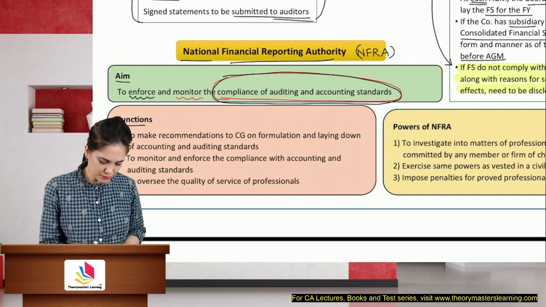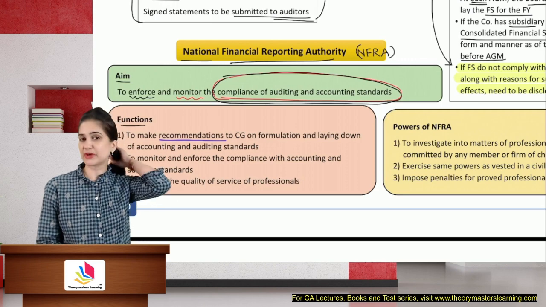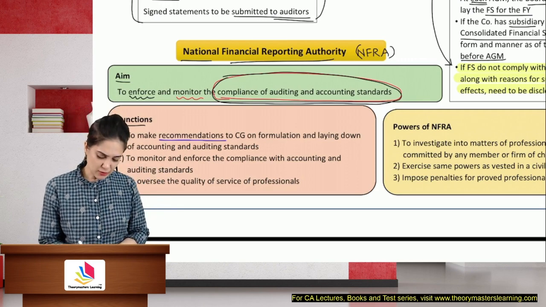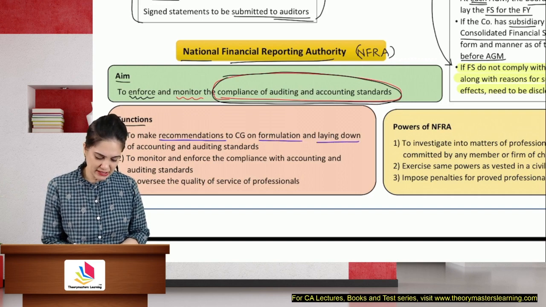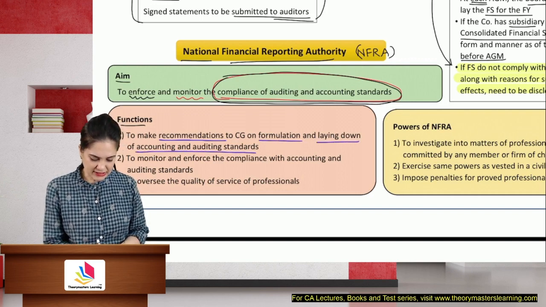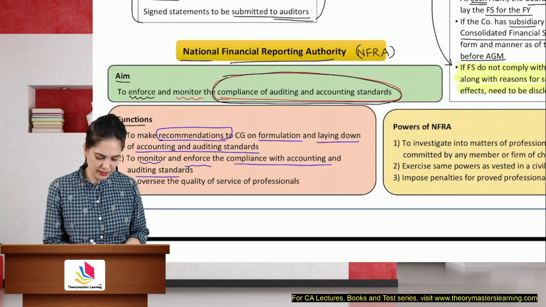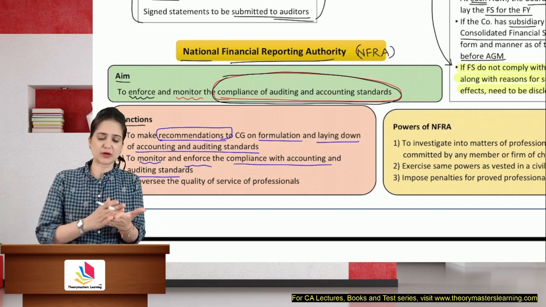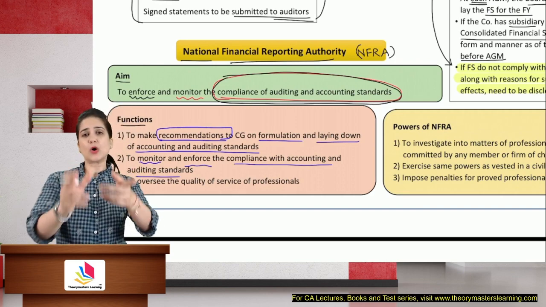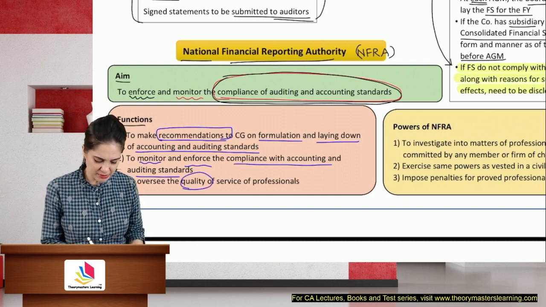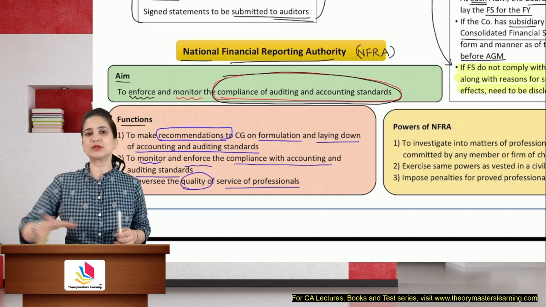It is to make recommendations to the central government. So NFRA will only recommend. Finally, enforcement will be by the central government on formulation and laying down of accounting and auditing standards. So they only recommend. Then they will monitor and enforce the compliance with accounting and auditing standards. They will ensure that the auditing and accounting standards are followed by the auditing professional. They will also oversee the quality. These words should be present in your answer. They will oversee the quality.